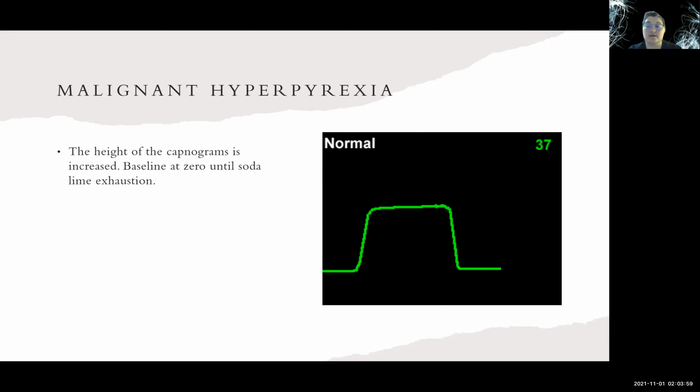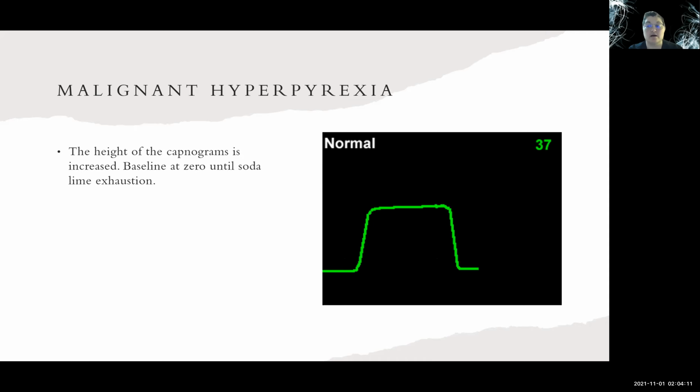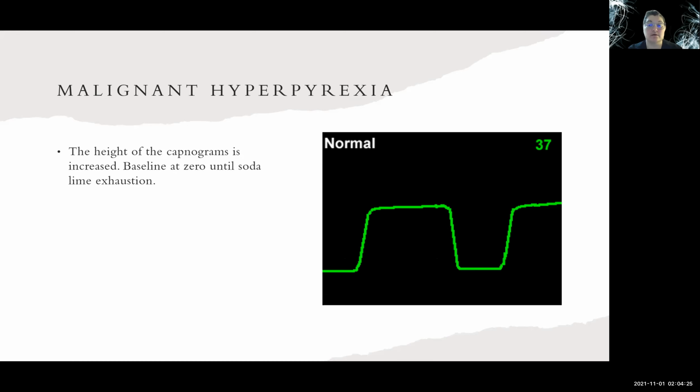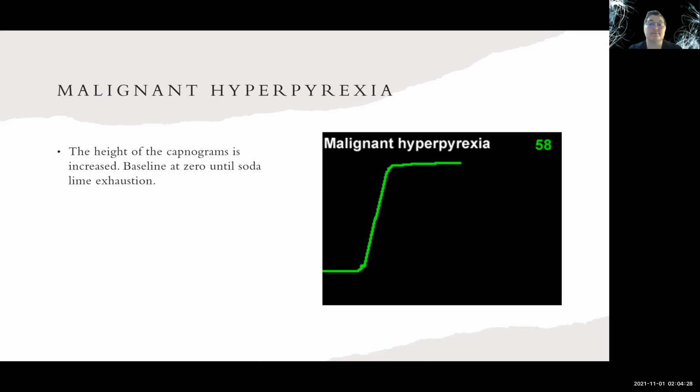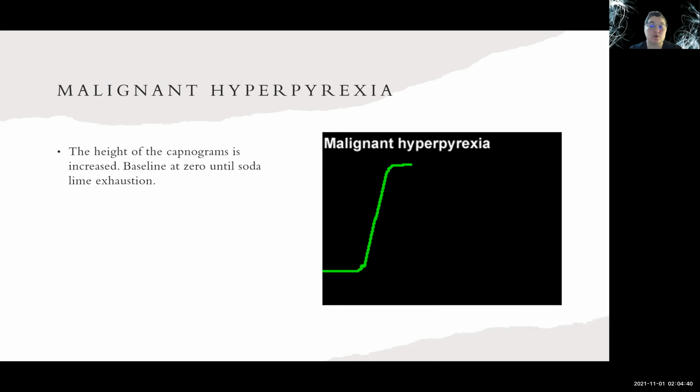With malignant hyperpyrexia, the difference is baseline will be zero until the soda lime becomes exhausted. And the soda lime is going to become exhausted because the height of the waveform is going to keep increasing. So it's just going to keep going from normal up to an extreme high normal. And again, that's going to stay like that until the soda lime is exhausted, and then our baseline will also be increasing as well.